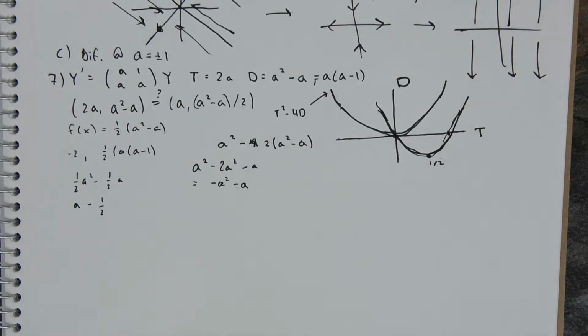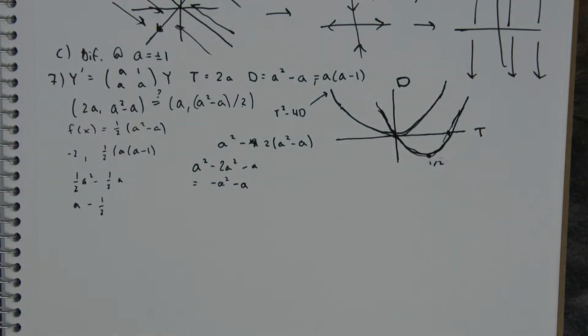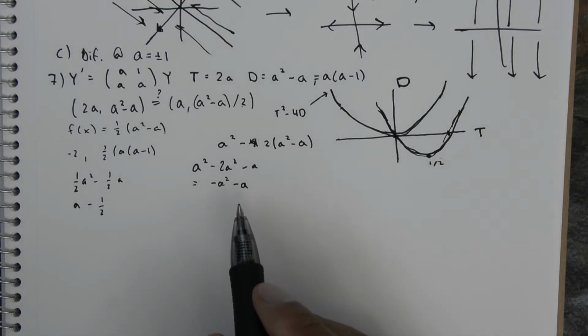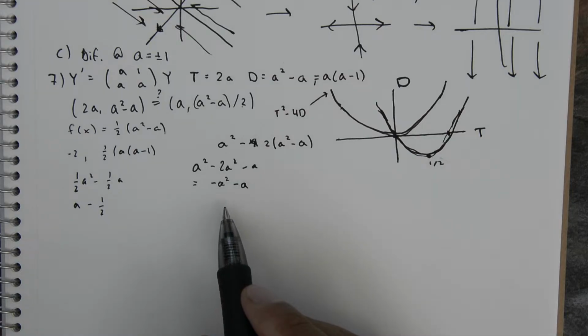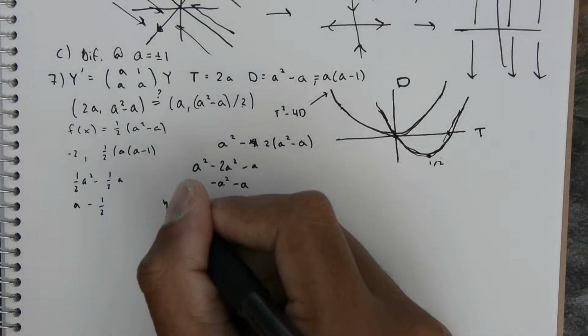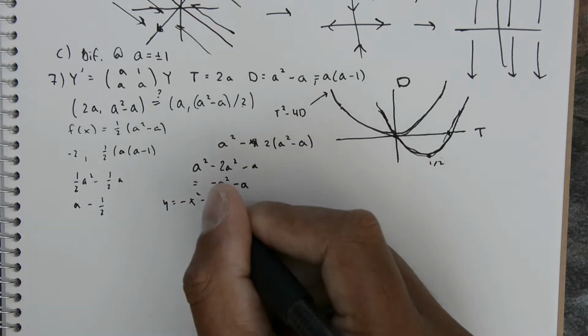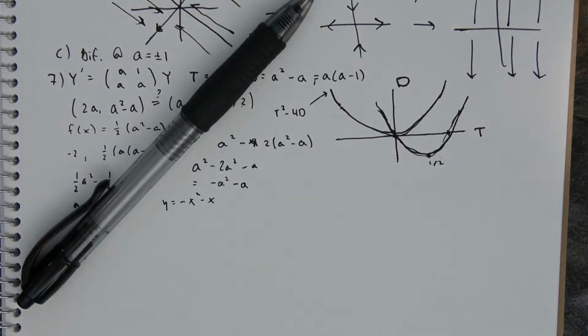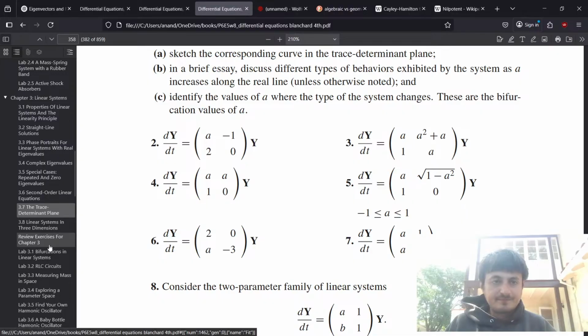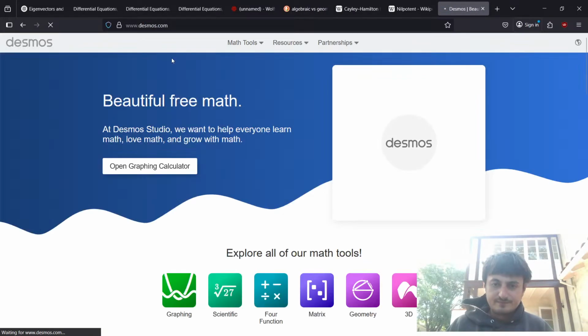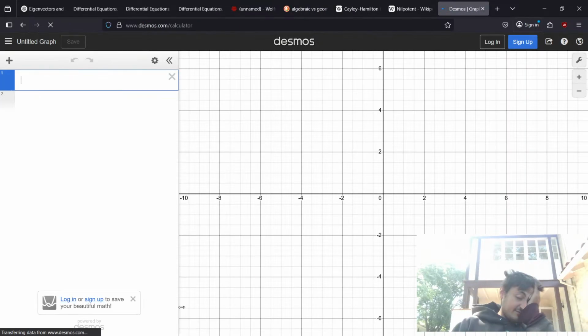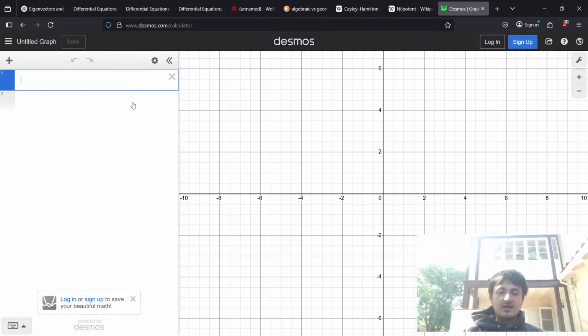Am I sure I wrote this down right? Oh, let me check. Yeah, that's the right matrix. Because if you were to plot y is equal to minus x squared minus x, if you just go to Desmos and do that, it would look like a downward facing parabola, but it's definitely not.